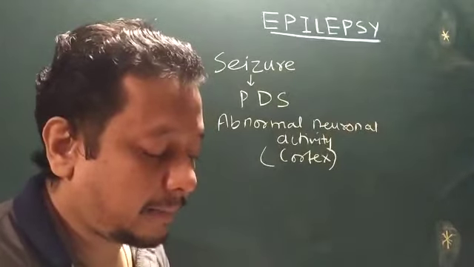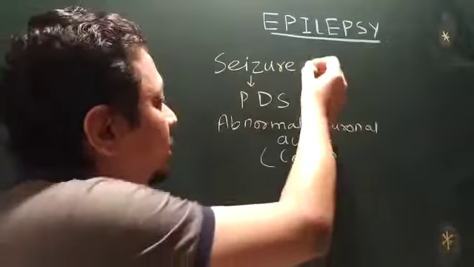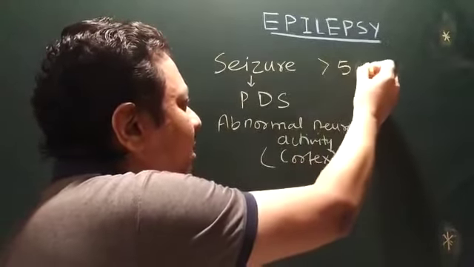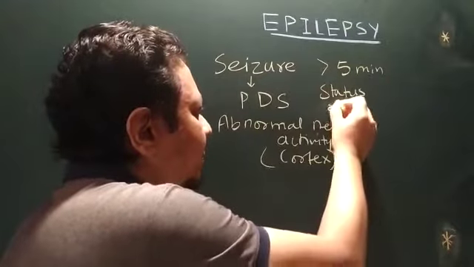It can happen anyway. Now any seizure which is lasting more than 5 minutes is known as status epilepticus.